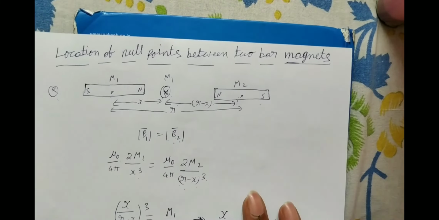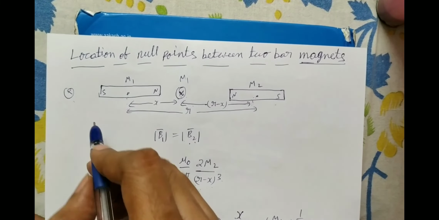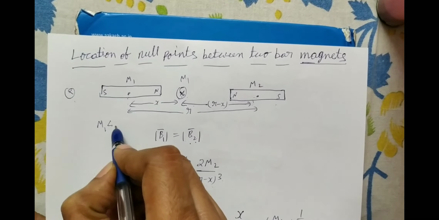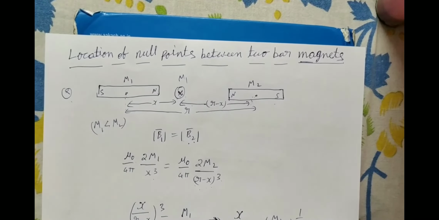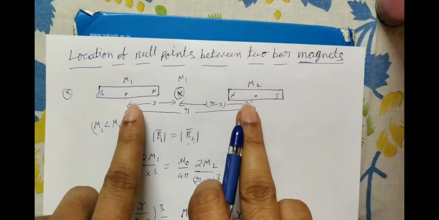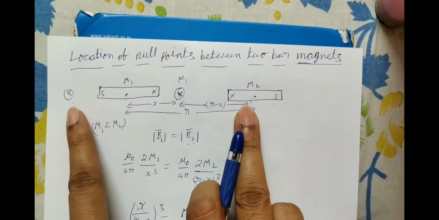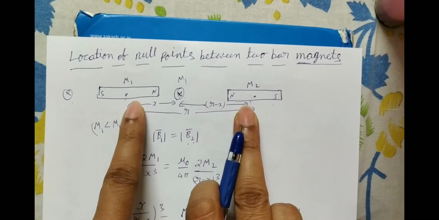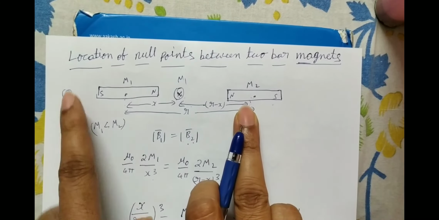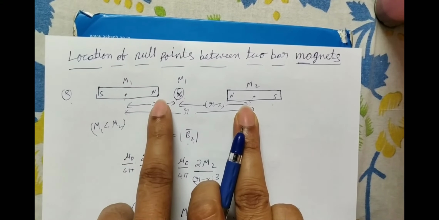Why do we get the null point on this side only and not on the other side? We can take the relation that M1 is less than M2. Now what is the location of the null point? For this case, we get one null point between the magnets and one outside. The outside one is on the side of the weaker magnet, that is, the one with less magnetic moment, and that null point location is nearer to the weaker magnet.